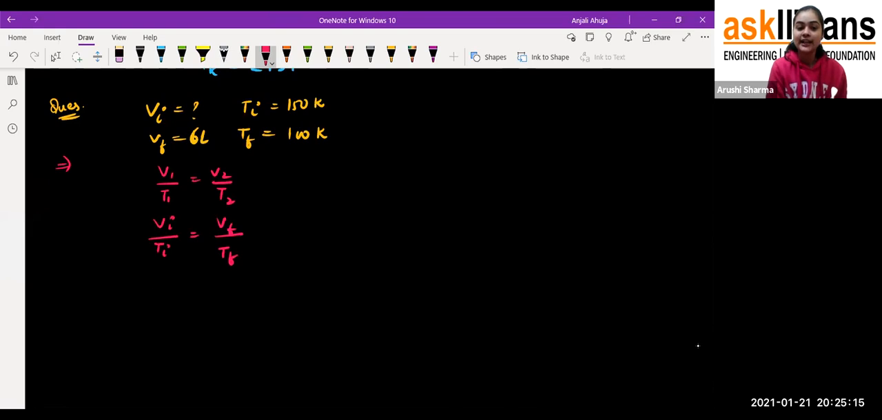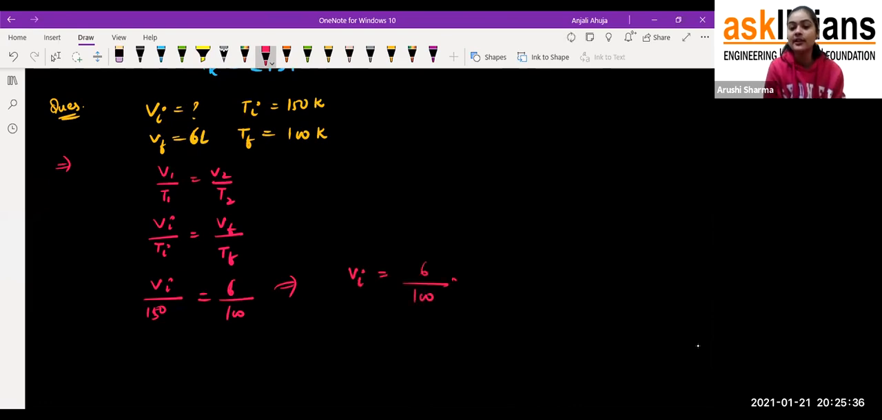So Vi we have to find out. Ti is, sorry, it is not 6, it is 150, and Vf is 6 and Tf is 100. So I can write Vi is equal to 6 by 100 into 150. If I solve it, 2 and 3 again, so the initial volume comes out to be 9 liter.